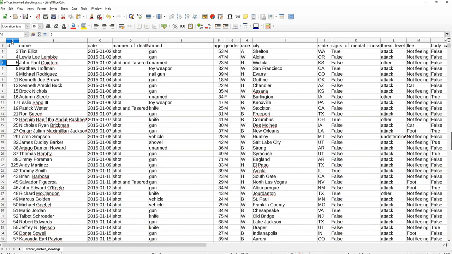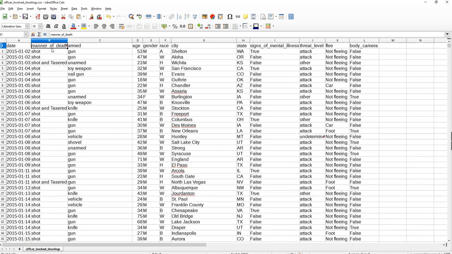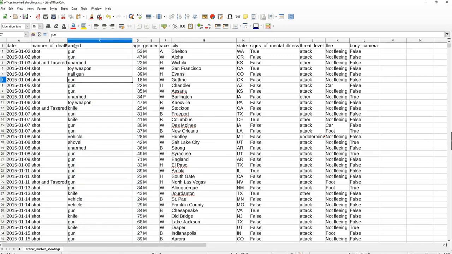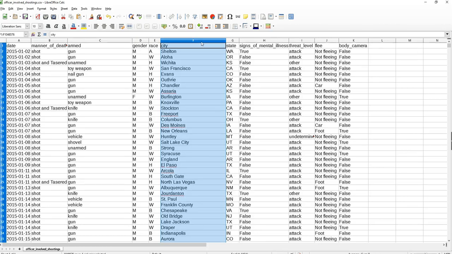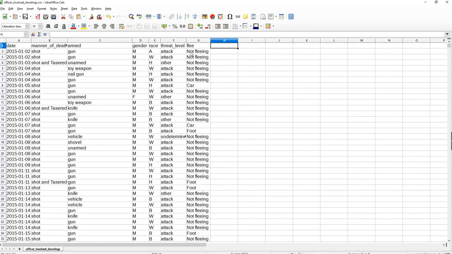The ID is not going to be important to us. The name is not going to be important to us. The manner of death is going to be important. We care about if it was shot or not. Age is going to be unimportant. Whether or not the suspect was armed is not going to be important for our calculation, but I'm going to leave it in because it can be interesting. Gender and race matter in the type of calculation we're trying to make. I'm also going to leave in the threat level and whether or not they were fleeing, just because that's been relevant.